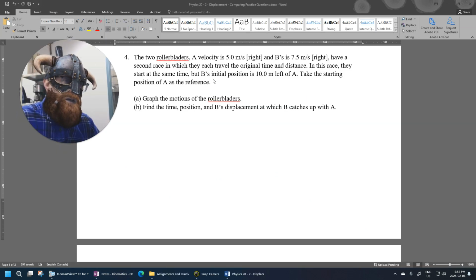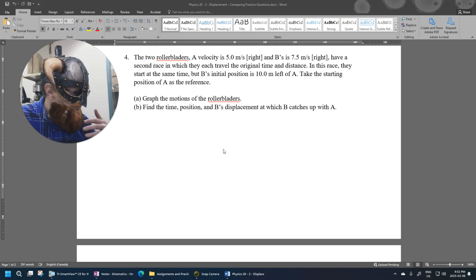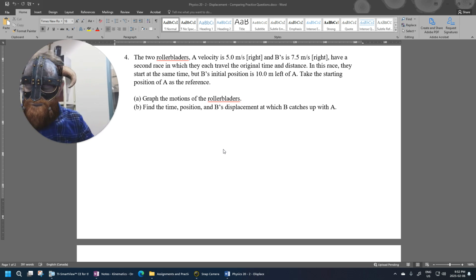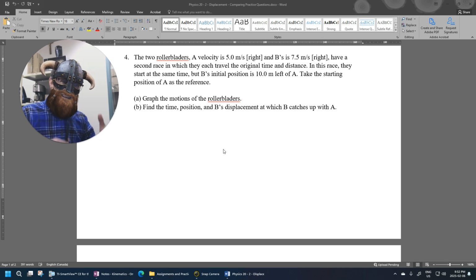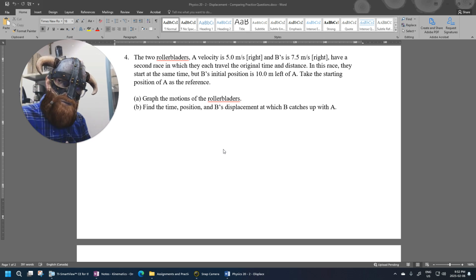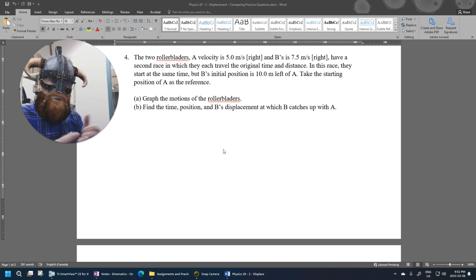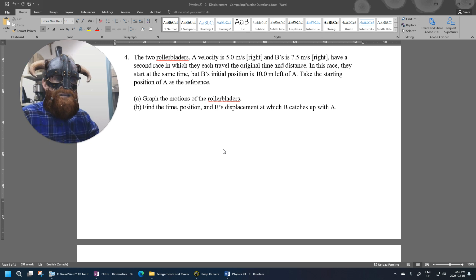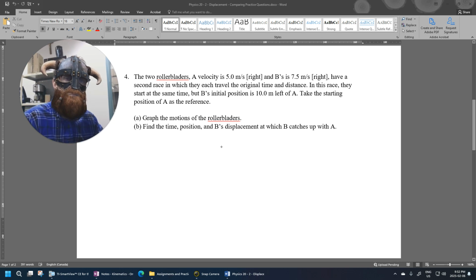All right, so we're approaching this question similarly to our previous question. We're going to start off by drawing a picture to describe what this looks like, and then from there create a couple of equations, and then figure out where they intersect each other. It says here graph the motions. So that's my first one.